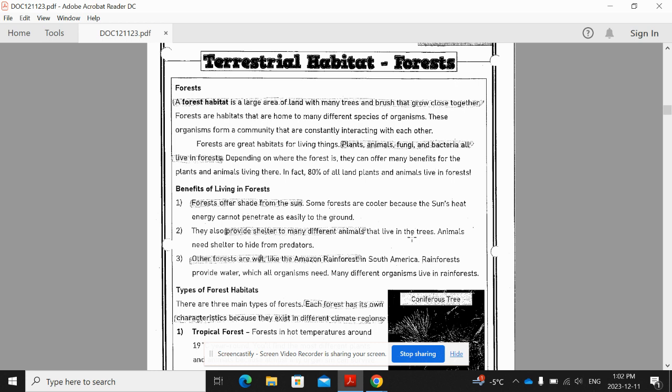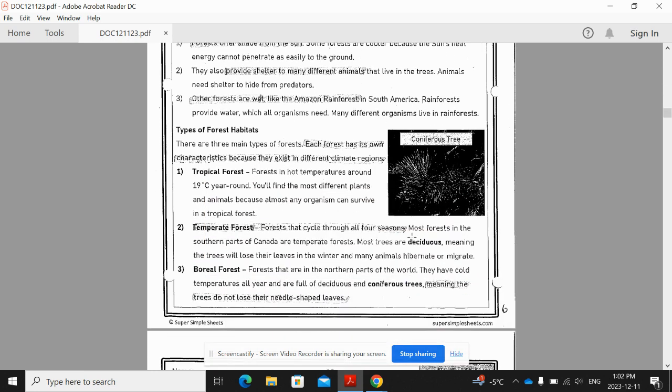They also provide shelter to many different animals that live in the trees. Animals need shelter to hide from predators. And other forests are wet, like the Amazon rainforest in South America. Rainforests provide water, which all organisms need. Many different organisms live in rainforests.